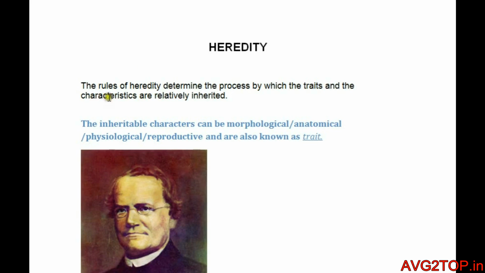The rules of heredity determine the process by which traits and characteristics are inherited. The inheritable characters can be morphological, anatomical, physiological or reproductive, and are also known as traits. These traits are contributed by both parents' genetic material. So we can conclude that both the mother's and the father's genetic material influence the child's traits.